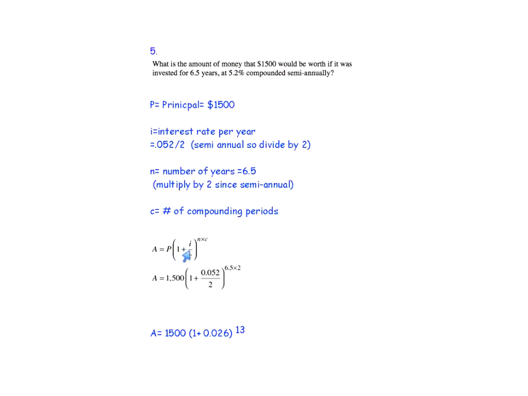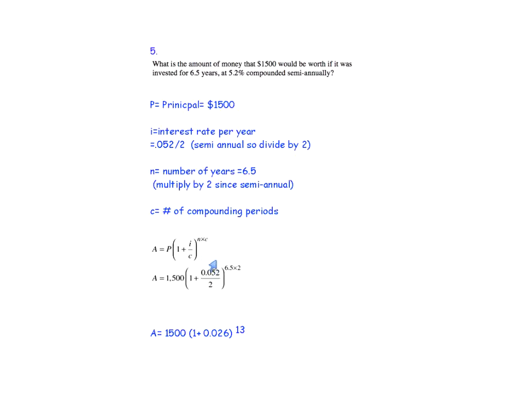And then it's 1 plus i over c. i is the interest rate per year. We're told in the question that it's 5.2%. But when we deal with this type of formula, we need to put it as a decimal. So 5.2 divided by 100 is 0.052. That's the interest rate per year. But we're not compounding it yearly. We're compounding it semi-annually, twice a year. So we divide this amount by 2. It's the interest rate per year divided by the number of compounding periods, which is 2 a year.